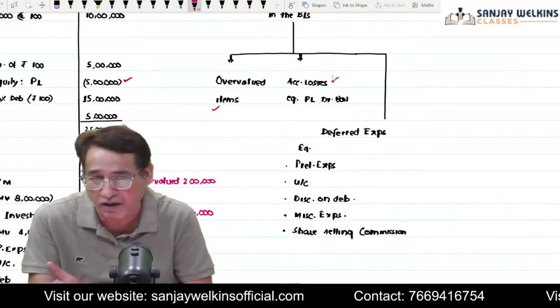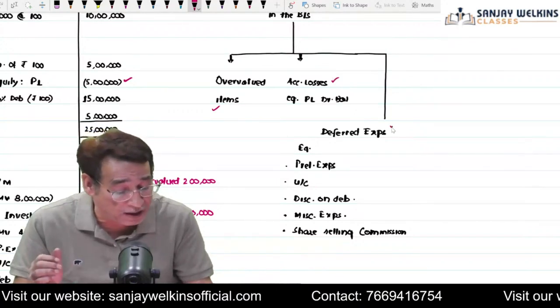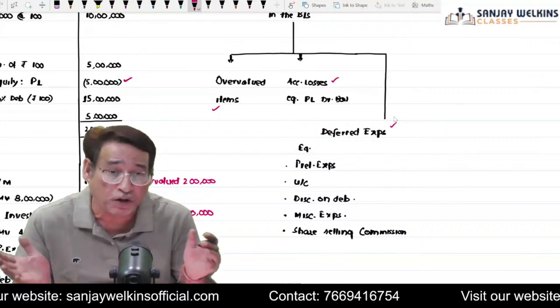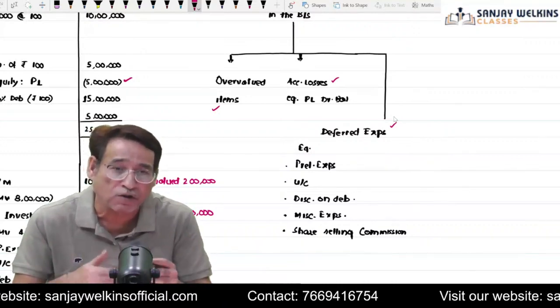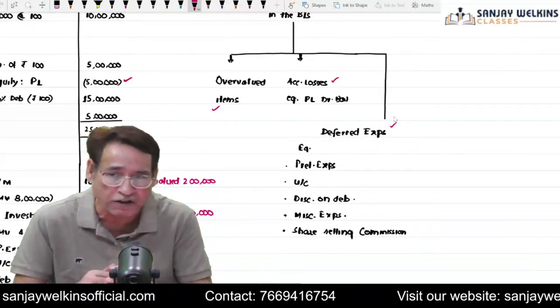We also saw that in this particular company, there is debit balance of profit or loss account. And besides that, there are some deferred expenditure. Example, preliminary expenses, underwriting commission, discount on debenture, miscellaneous expenses, share selling expense. Actually, share selling expense or commission is nothing but underwriting commission.